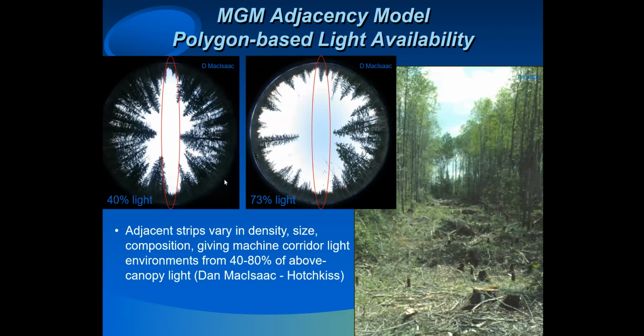It also has a light component. This part of MGM basically says, in this machine corridor over here, light is being blocked by the sides. How much? The less light, the less growth. The more light, the more growth. So MGM has the capacity.